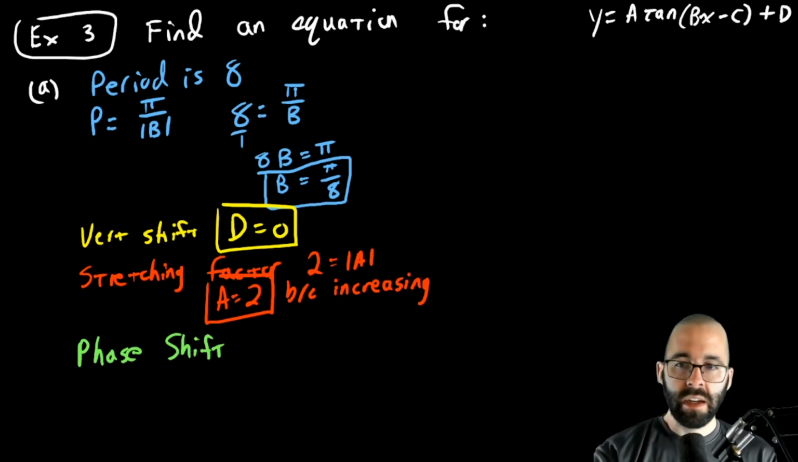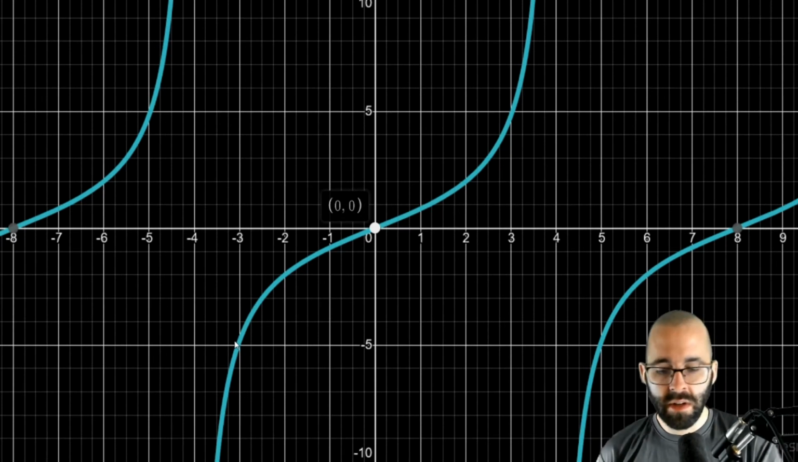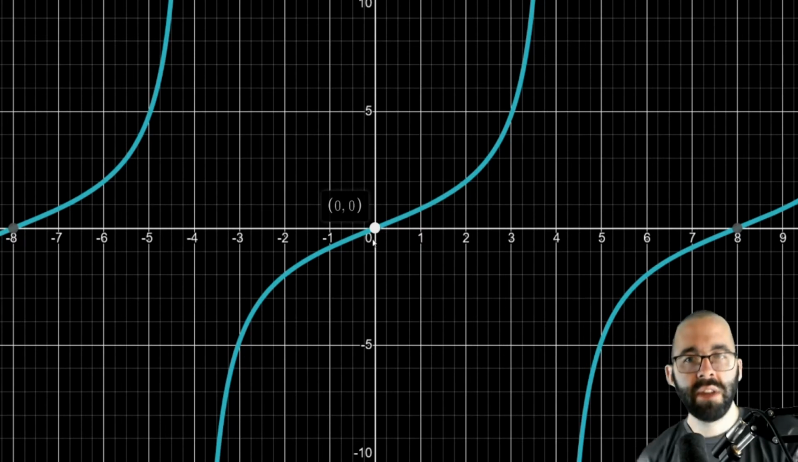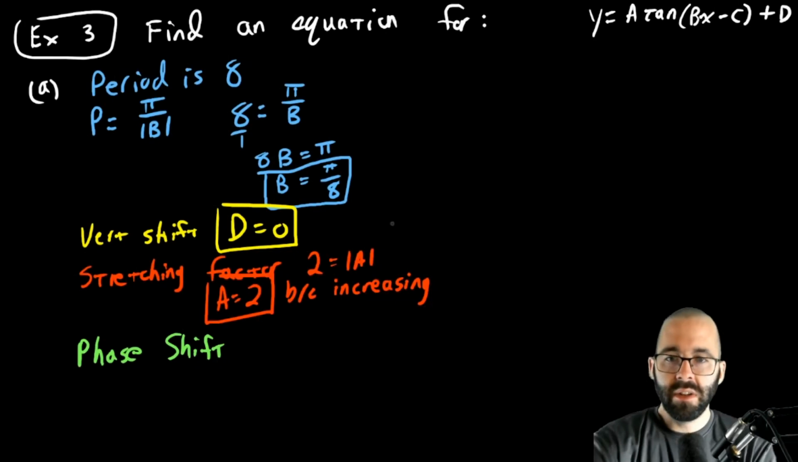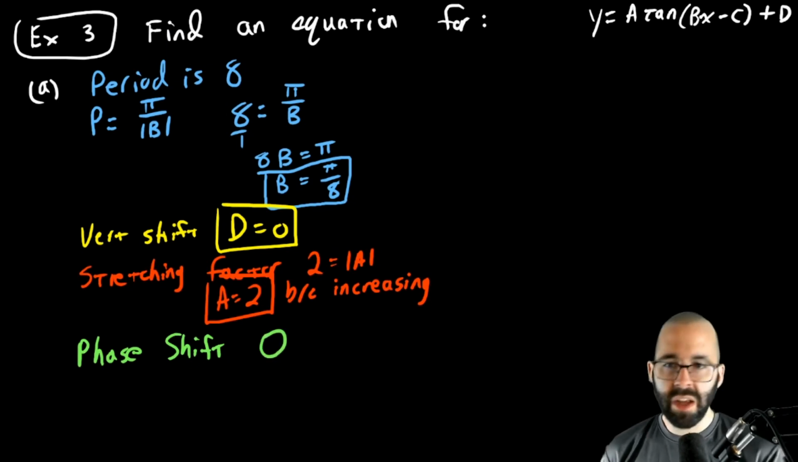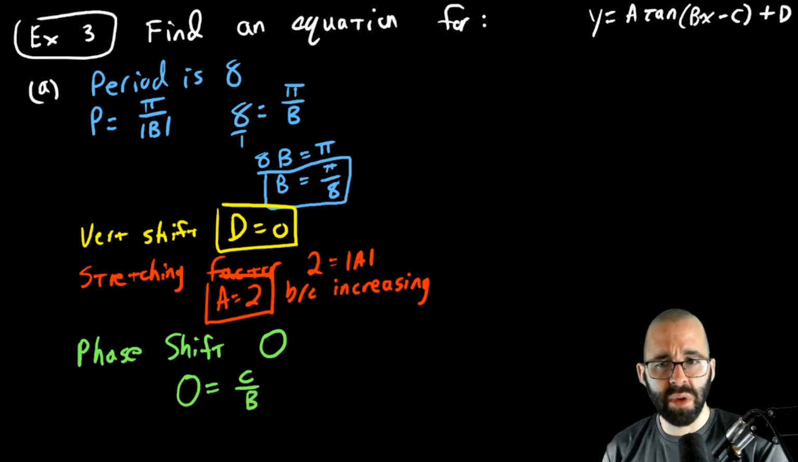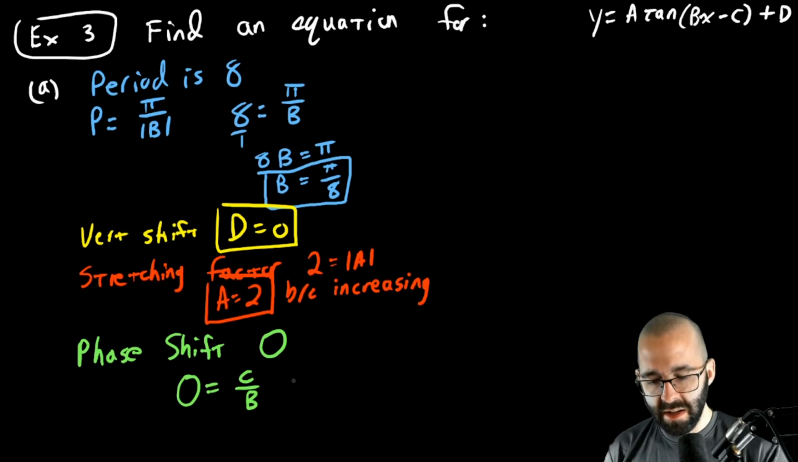So normally, the middle is at 0. The middle is normally when x equals 0. Have we been moved to the left or the right? No, because the middle of this tangent graph is also at 0. So there's no phase shift. And remember, phase shift is not the same thing as C. Phase shift is C divided by B. But again, multiply both sides by B, and you're going to get that C is equal to 0.